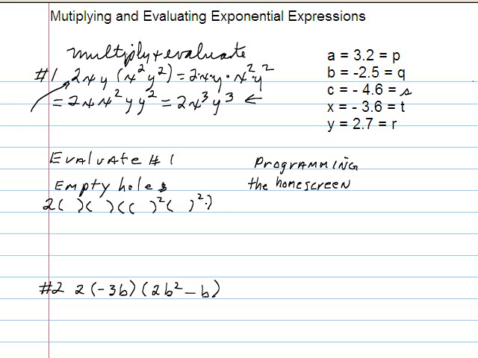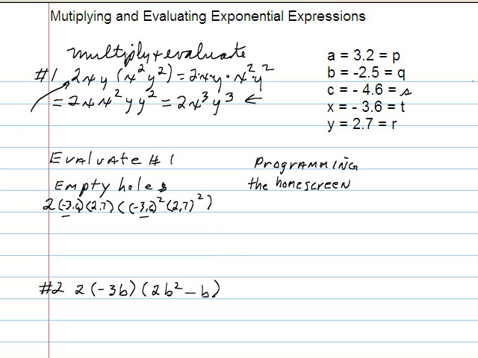I then plug the appropriate number into each empty hole. This empty hole and this empty hole stood for x, so in those two empty holes I'll put negative 3.6. The other two empty holes stood for y, so in those I'll put 2.7, and there's the expression that I have to evaluate. So I'm going to put that into my calculator.